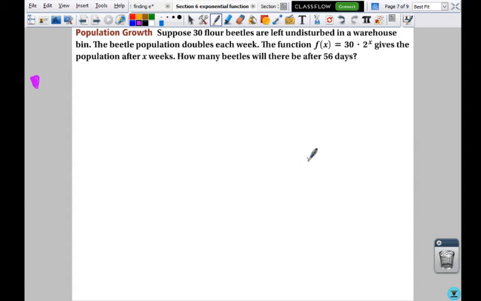Alright. So, this is looking at a warehouse with beetles inside, and they figured out that the population of beetles works with this equation: f of x equals 30 times 2 to the x. Remember, we've done f of x before. It's a function, it's just a fancy y. It's the population after x weeks.